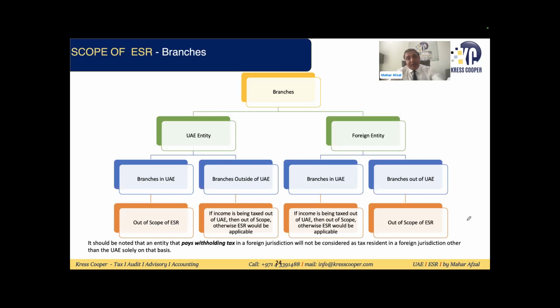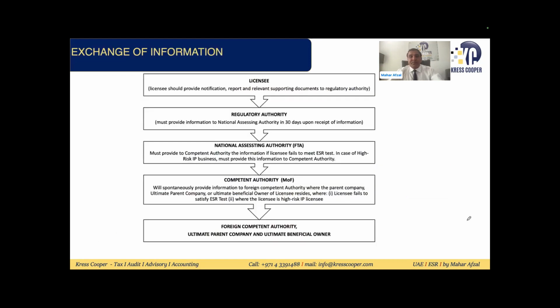If the foreign company has branches within the UAE, then we need to look into whether this branch is being taxed outside the UAE or not. If the income of the branch is already being taxed outside the UAE, then that branch will not be subject to ESR. Otherwise, it will be subject to ESR. The important thing is that if any tax is being withheld, it will not be considered that the branch is being subject to tax.